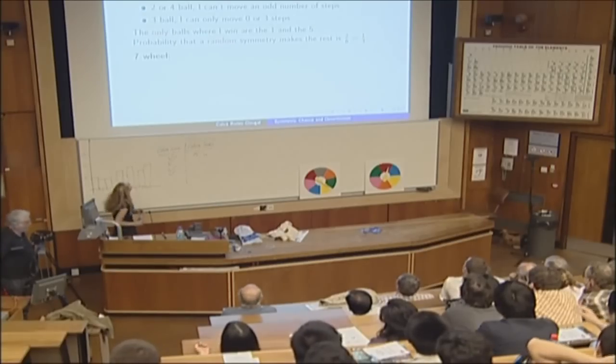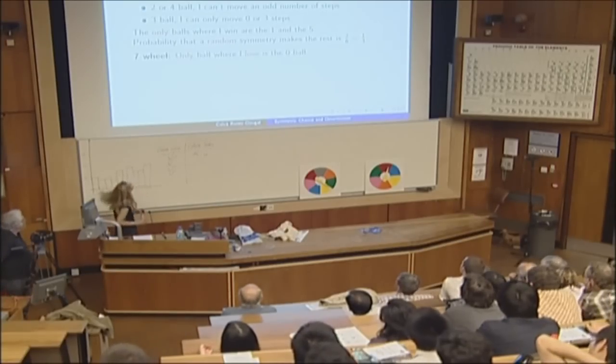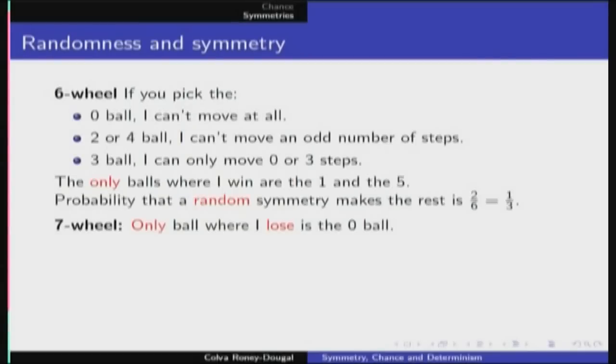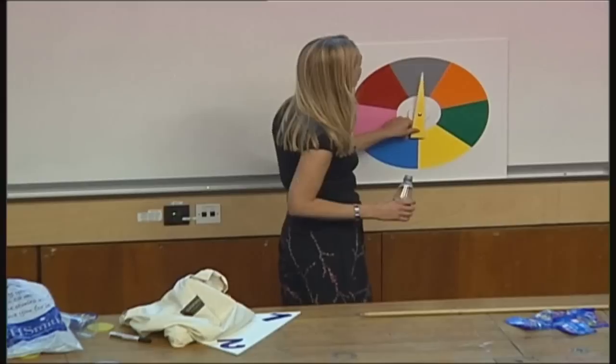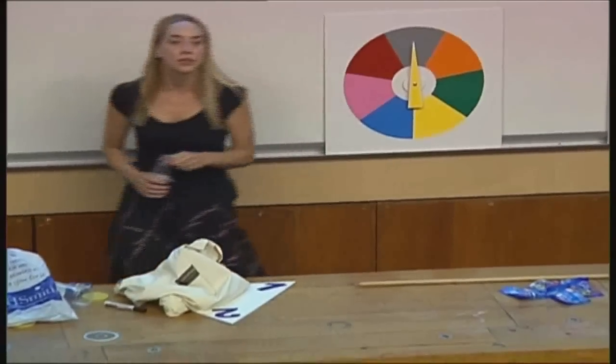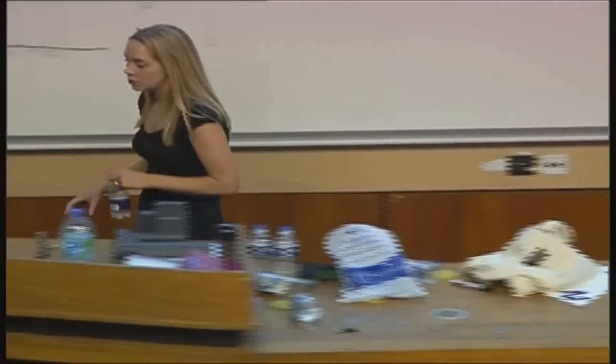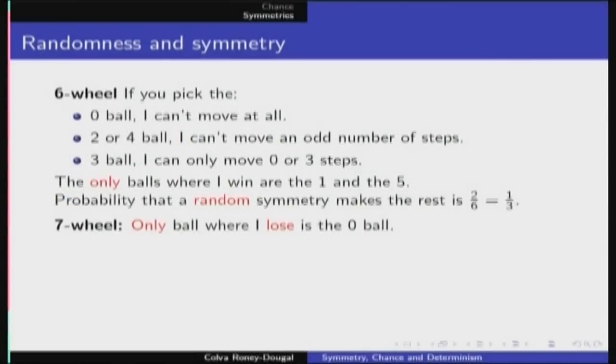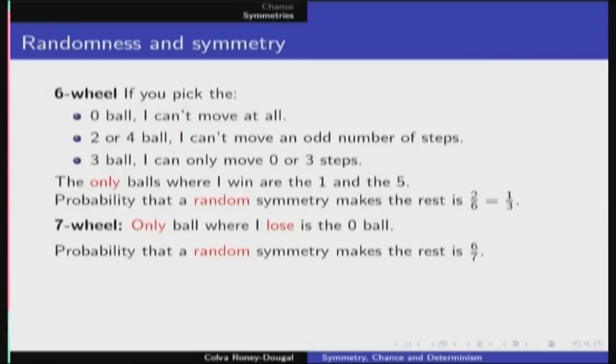How about the 7? Well, with the 7 wheel, I was pretty confident, apart from identifying which one it was. The only one where I was going to lose is if you pick the 0 ball. The only way that I could lose is if I'm stuck at 0. If you pick any other number, by repeatedly working my way around, I'm going to make it everywhere else. So the probability that a random symmetry can be used to make all the rest is 6/7. 6 meaning move in some way, any way you like.